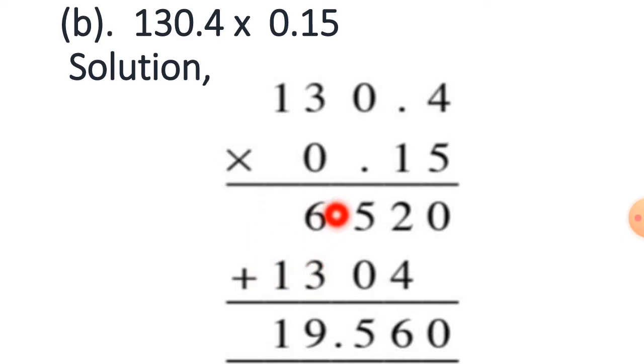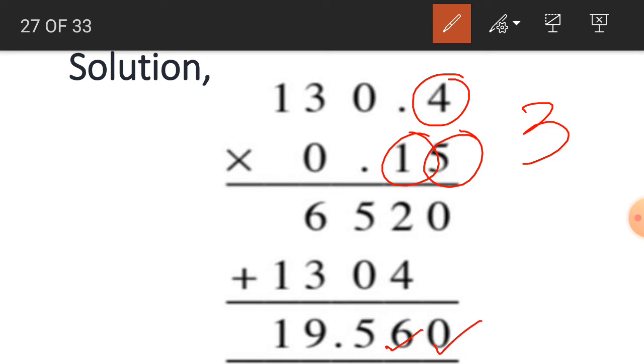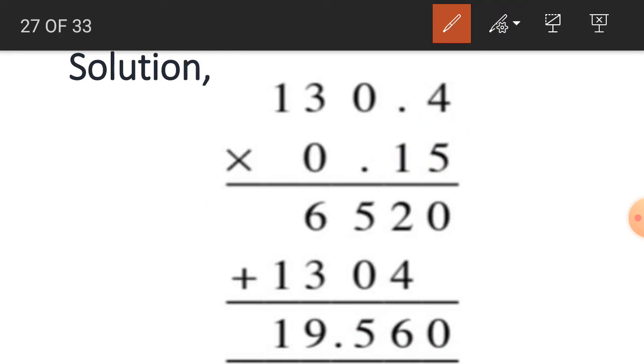Now it is the time to put the decimal. The same we are going to do. We are going to count 1, 2, 3. After 3 digits there is a decimal, so in the answer from your right hand side we are going to count 1, 2, 3. See, we have put the decimal point after 3 digits. Got this one as well?